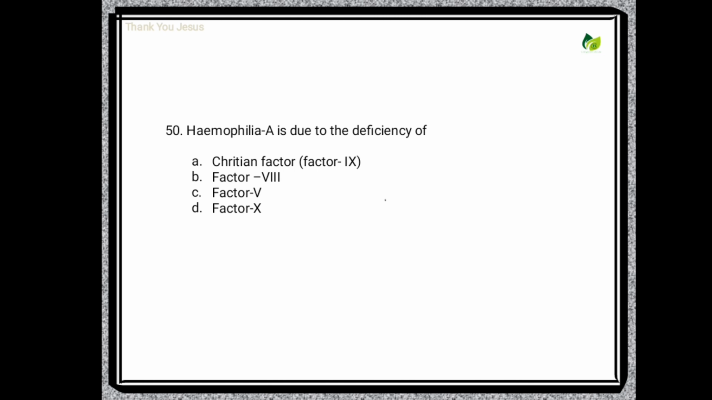Hemophilia A is due to the deficiency of. Options are Christmas factor or factor 9, factor 8, factor 5, factor 10. The correct answer is factor 8. Okay, due to deficiency of factor 8, hemophilia A disease will come.